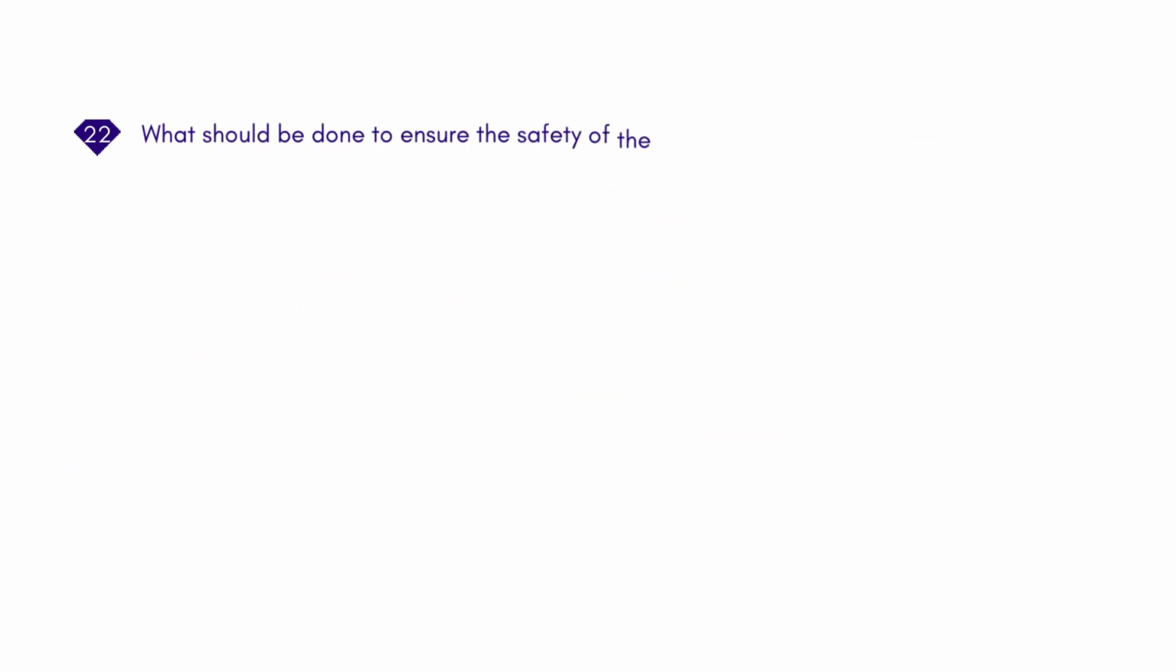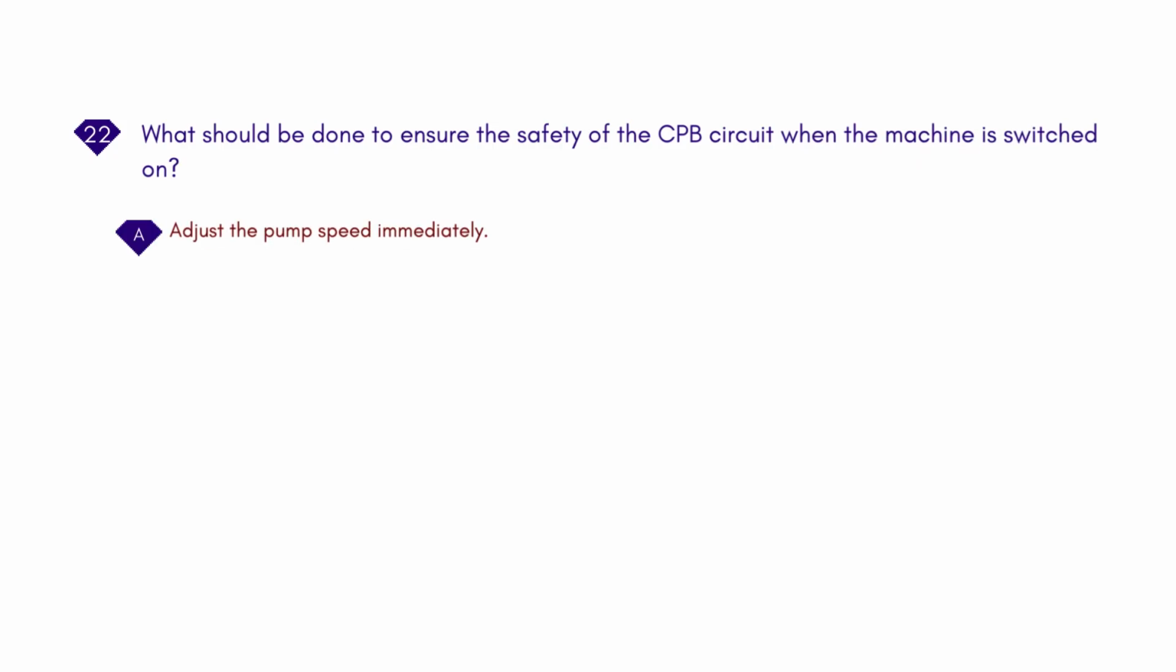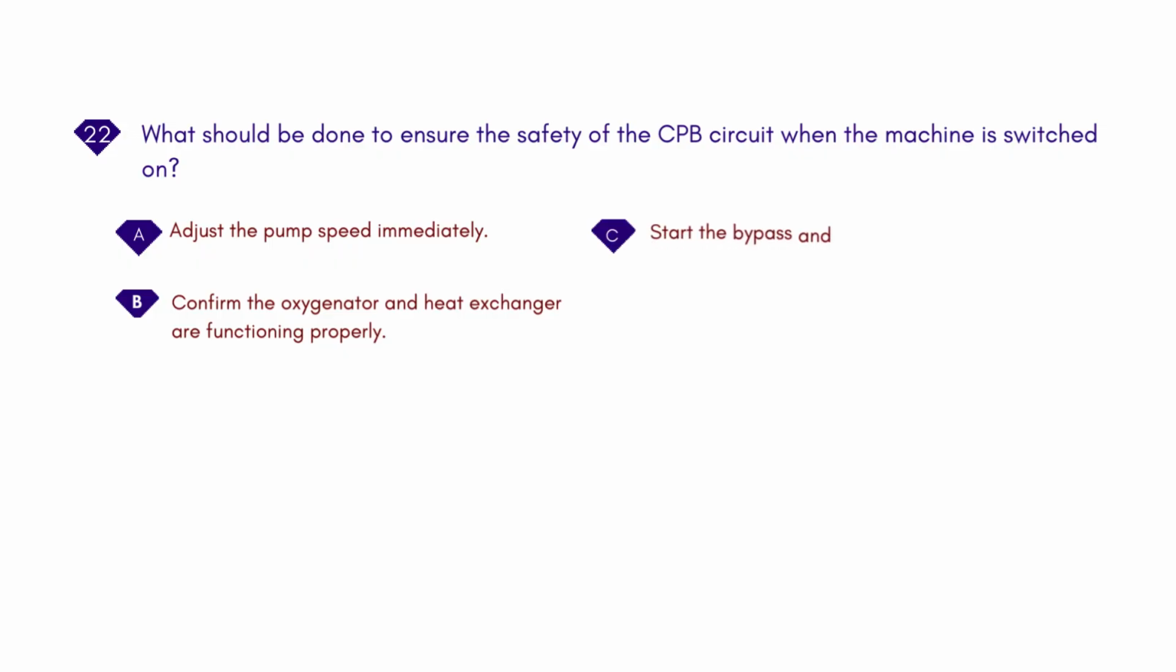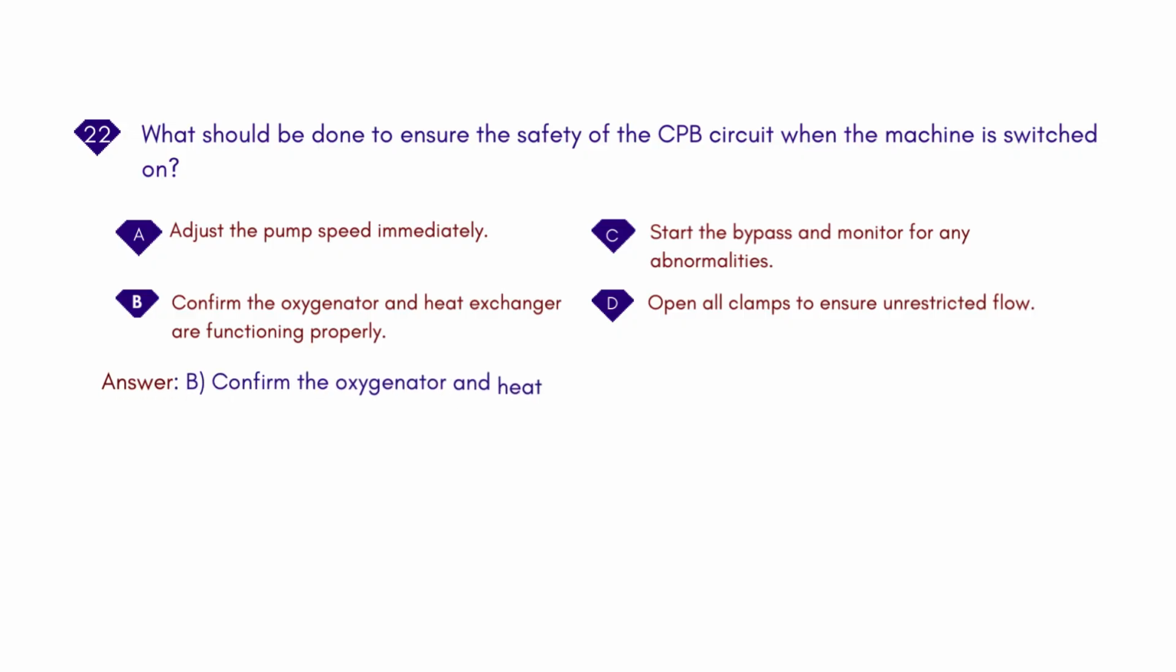What should be done to ensure the safety of the CPB circuit when the machine is switched on? A. Adjust the pump speed immediately. B. Confirm the oxygenator and heat exchanger are functioning properly. C. Start the bypass and monitor for any abnormalities. D. Open all clamps to ensure unrestricted flow. Answer: B. Confirm the oxygenator and heat exchanger are functioning properly.